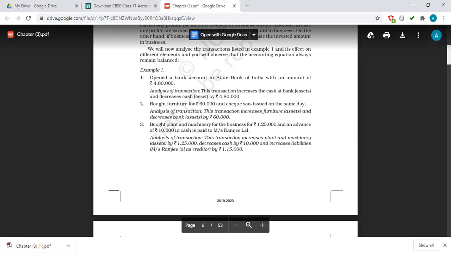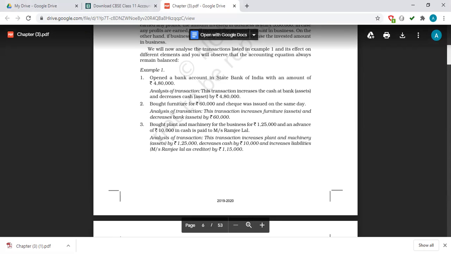Furniture of 60,000 bought and cheque was issued on the same day. Right. Furniture of rupees 60,000. So furniture comes in, so the balance of fixed assets increases, but the bank balance decreases because the payment of the transaction is done by cheque. The transaction increases the furniture asset and decreases the bank asset by 60,000.